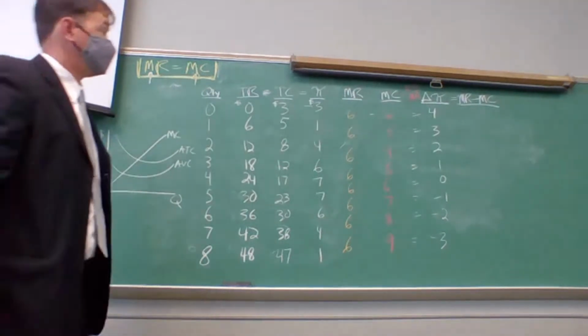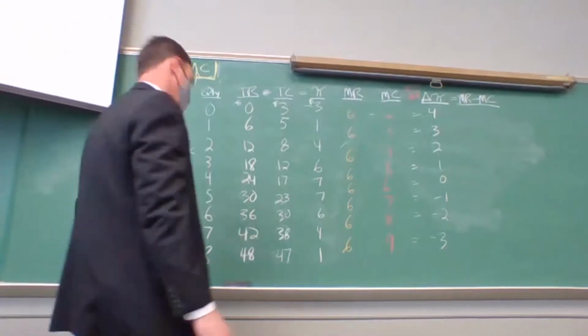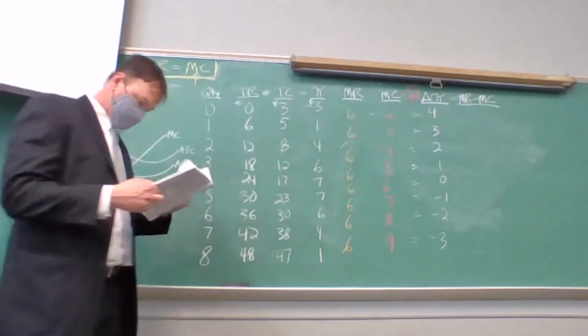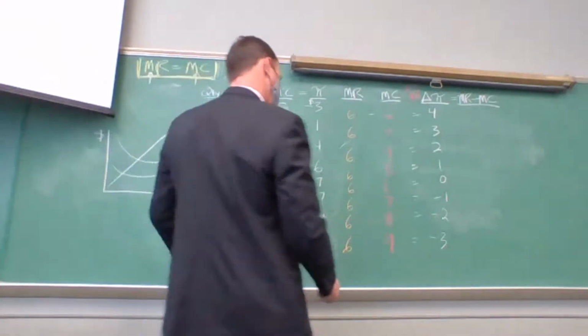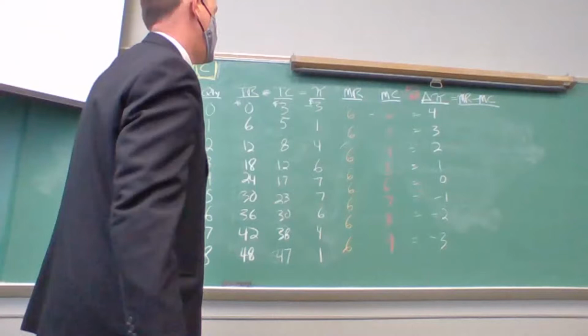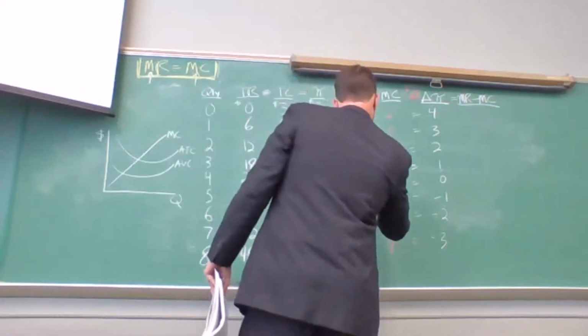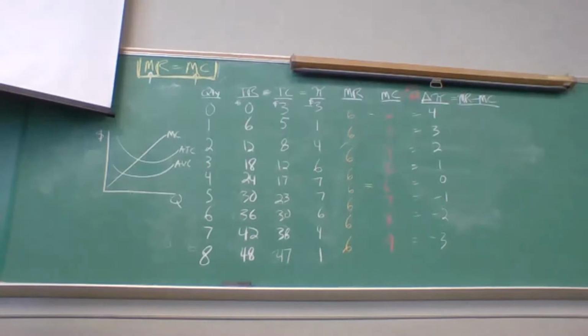Where does that occur? Where does marginal revenue equal marginal cost? No, literally, where does 6 equal 6? Right there, right? That's how many units you want to produce.